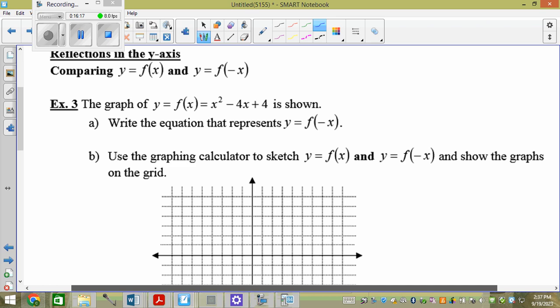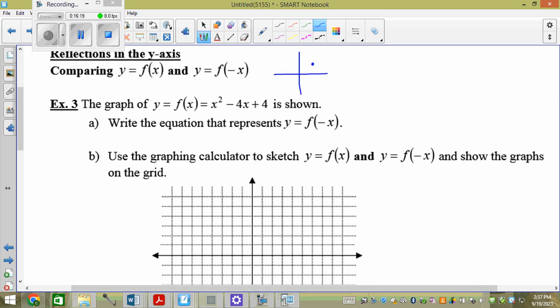Now, why would it be a reflection in the y-axis? Well, if we look at it, if I have a point here and I negate the x, it's now going to actually be over here. It's going to actually be over here. Which axis am I reflecting in? The y-axis. So actually, when you negate your x values, you reflect in the y.